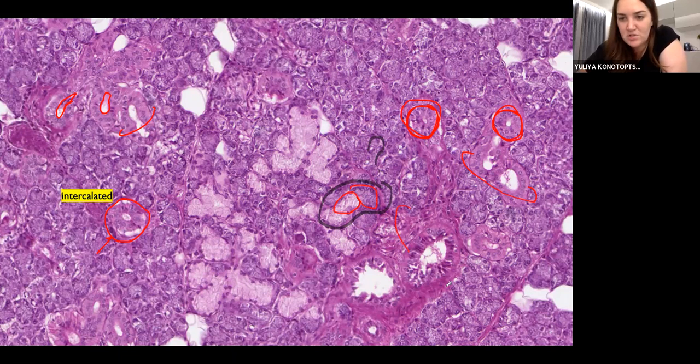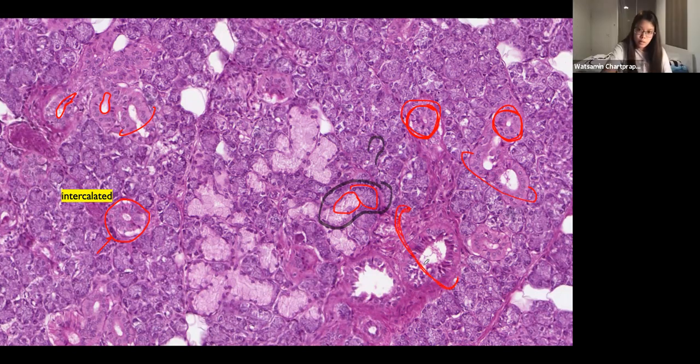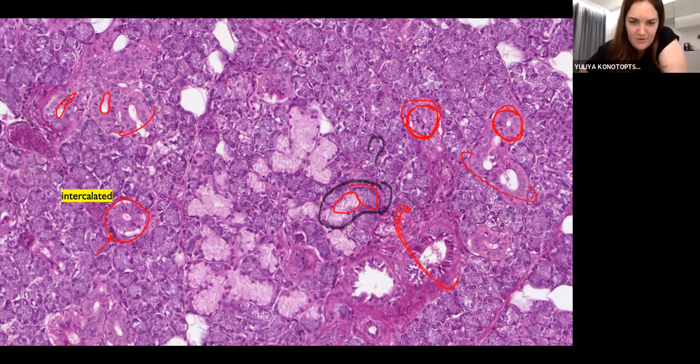And here, what are those ducts? Intralobular excretory. So I think it's clear, right? You can see the difference. After we're done, try to watch this video again and get a hang of it before the class, to make sure that you understand which ducts are those.